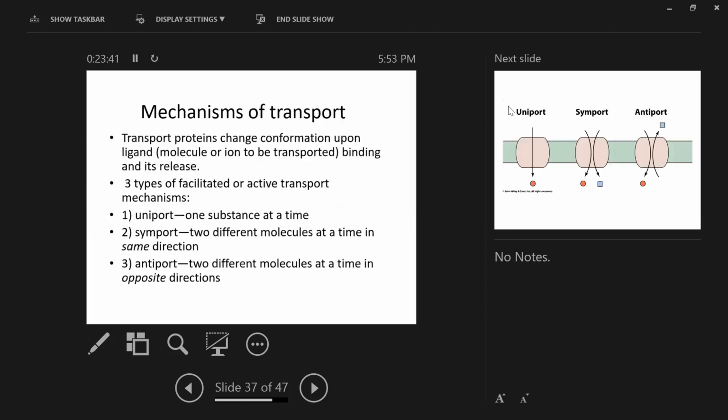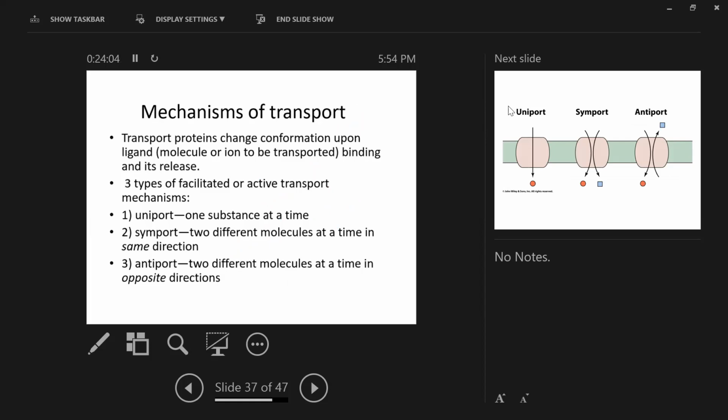So now we're going to talk about mechanisms of transport. These apply to whether it's facilitated or active, whether we need ATP or energy of somebody else or no energy required. This applies to either type. It never applies to simple diffusion because it's just drifting across the membrane without any assistance.